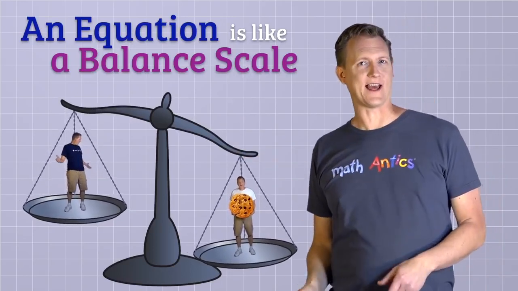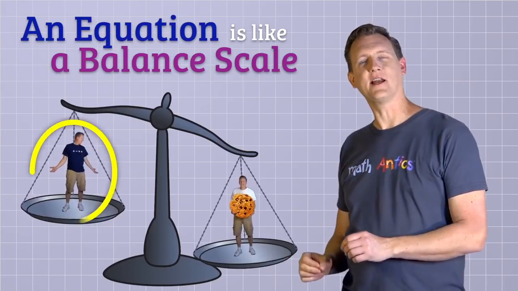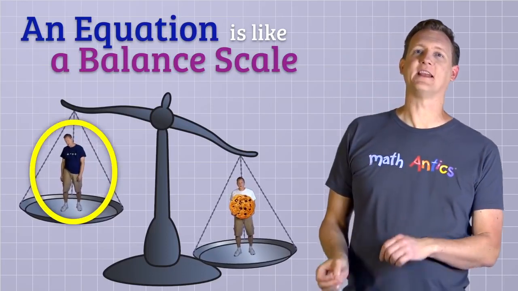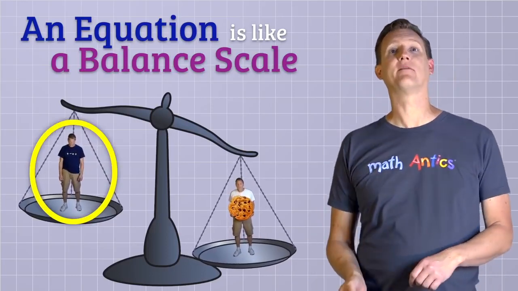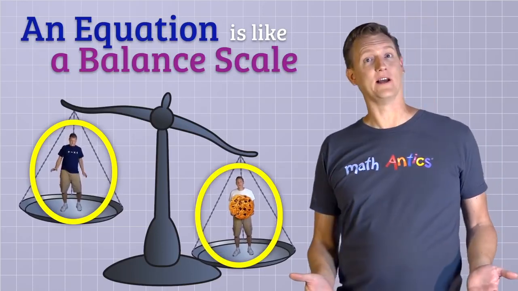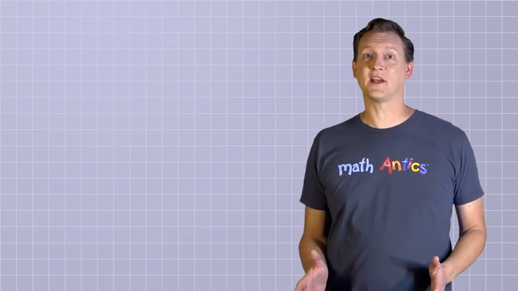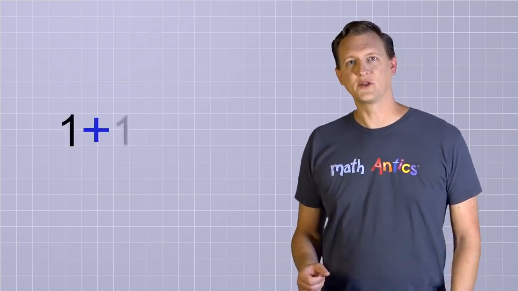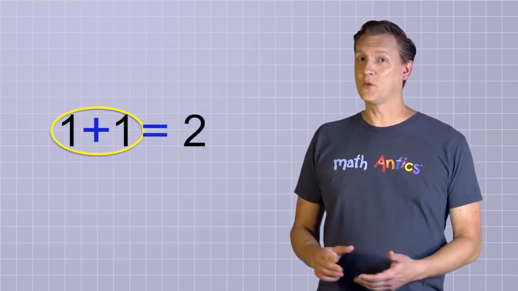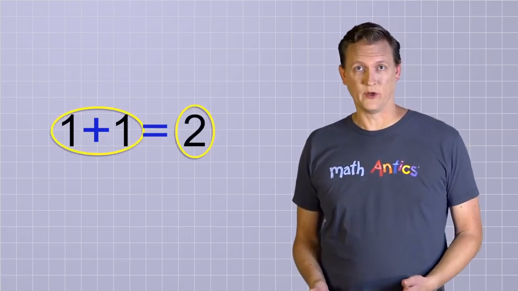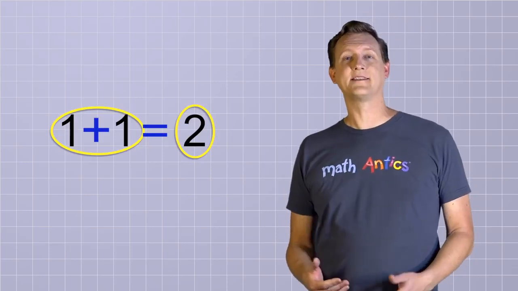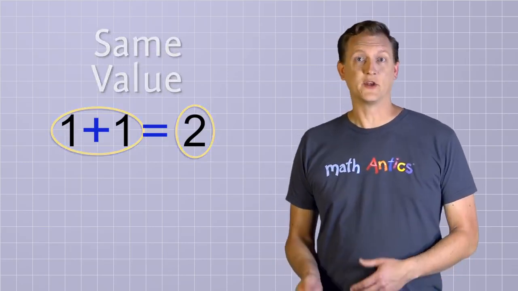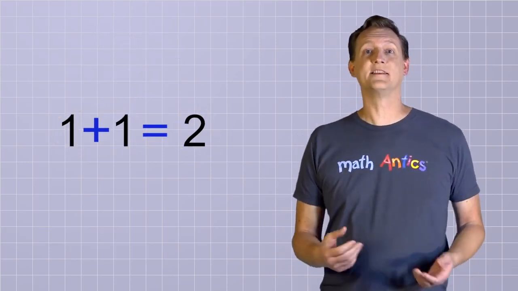An equation is like that. Whatever is on one side of the equal sign must have exactly the same value as whatever's on the other side. Otherwise, the equation would not be true. Of course, that doesn't mean that the two sides have to look the same. For example, in the equation 1 plus 1 equals 2, 1 plus 1 doesn't look like the number 2, but we know that 1 plus 1 has the same value as 2. So 1 plus 1 equals 2 is in balance.